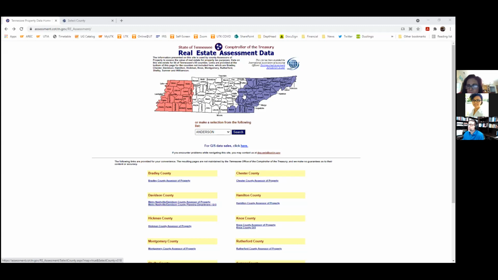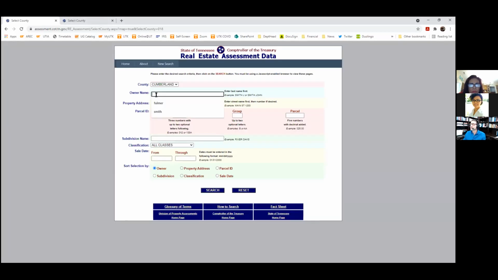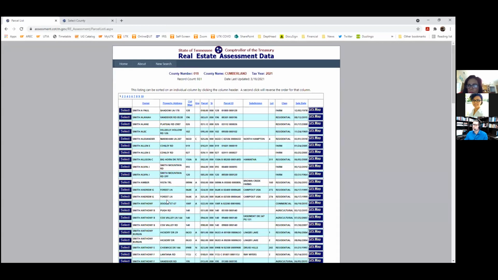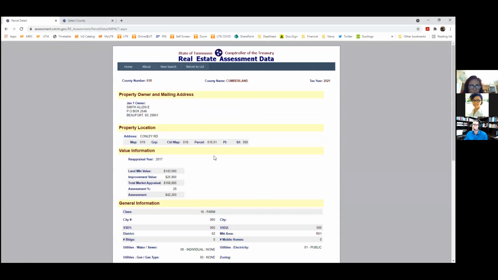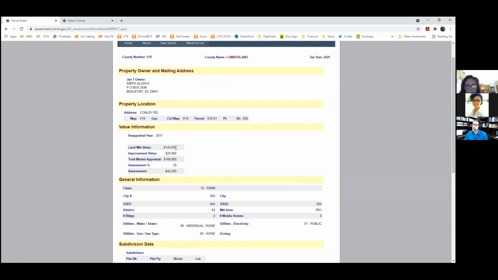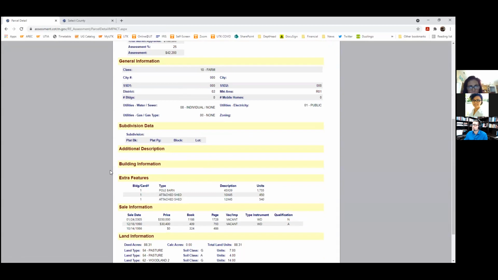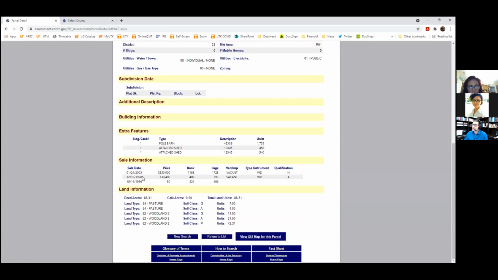Just as an example, property taxes are public information, so we can go and see what everyone's land in the state is assessed for. You can click on any county, pick Cumberland, and let's say we search Smith. Let's find something. We see the class, so pick out some farmland here, select this person's, and you see the market value, improvement value, and you can also see some sale information.